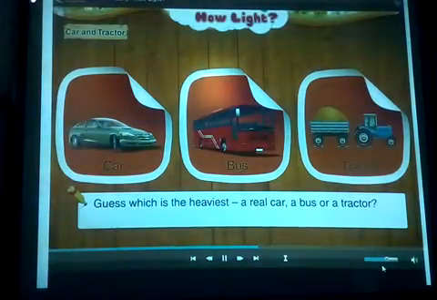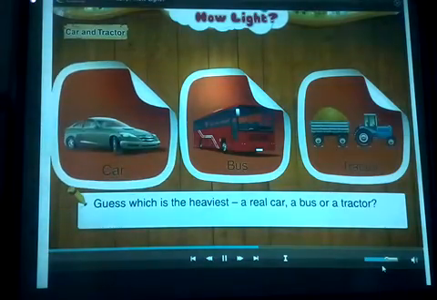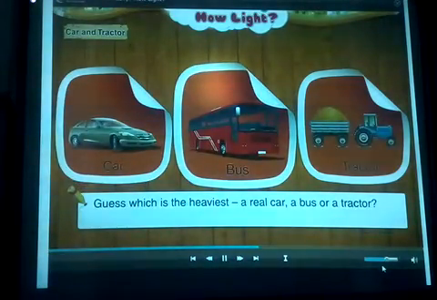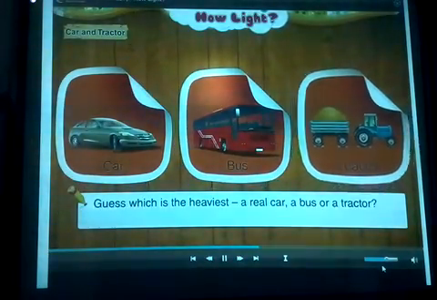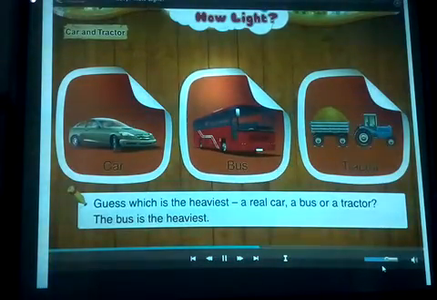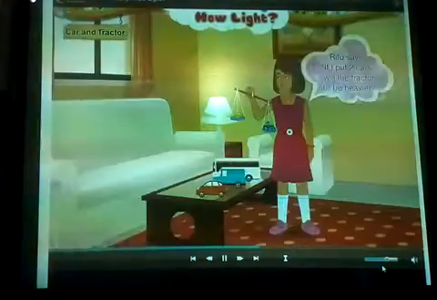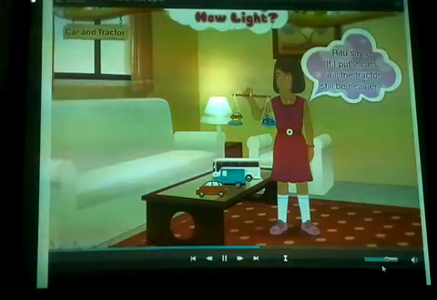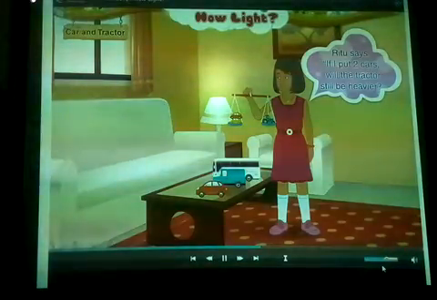Guess which is the heaviest? A real car, a bus, or a tractor? The bus is the heaviest. Ritu says, if I put 2 cars, will the tractor still be heavier? No.